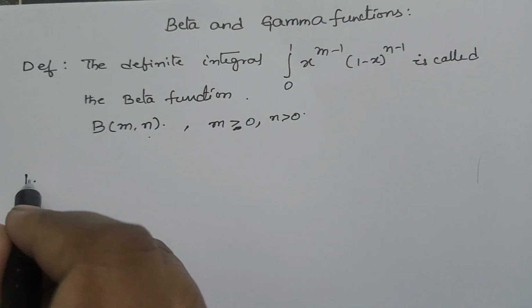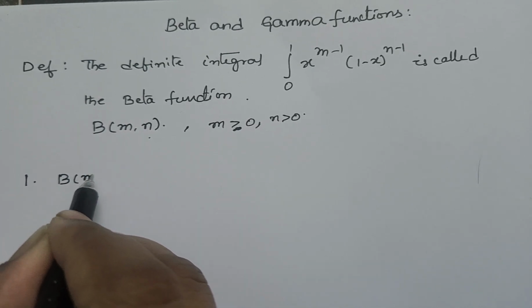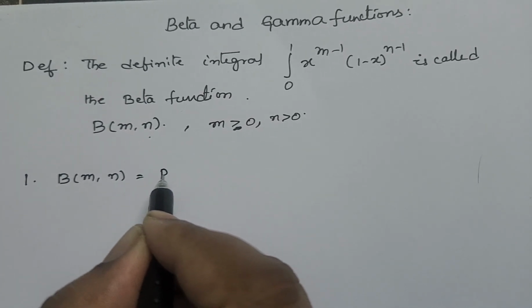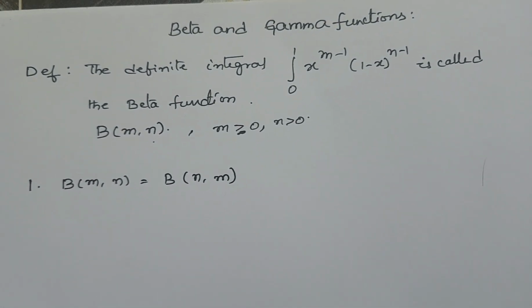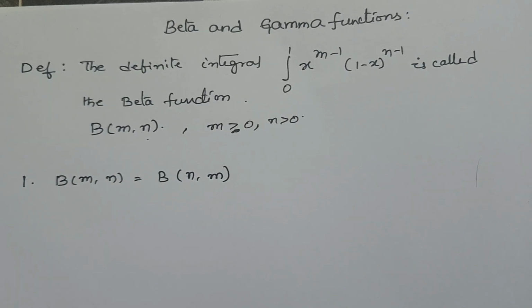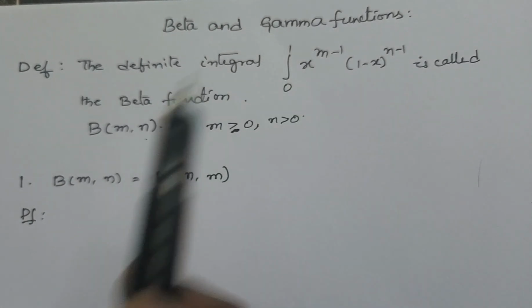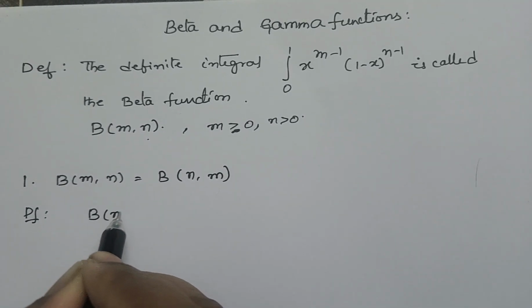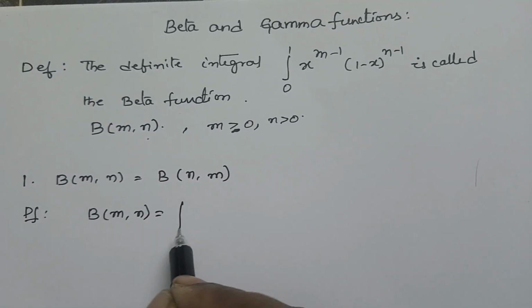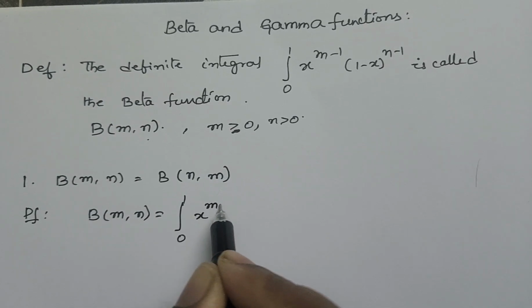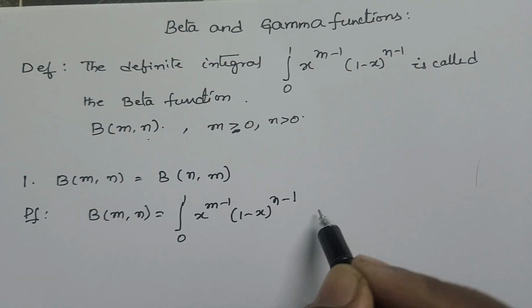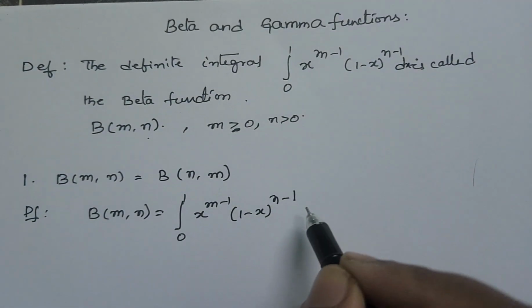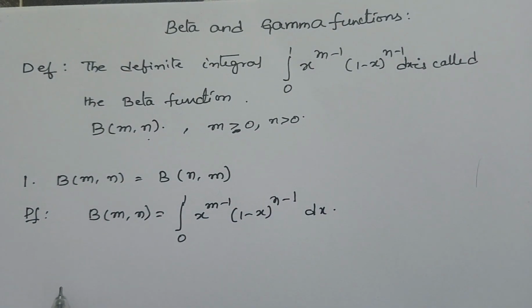First property: beta m, n is equal to beta n, m. So this is the first property. Now we are going to prove this property. For this proof, first we will consider beta m, n. From the definition, beta m, n equals the integral from 0 to 1 of x to the power of m minus 1 times 1 minus x to the power of n minus 1 dx.